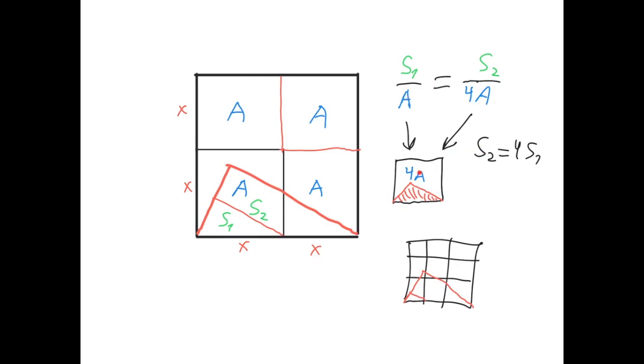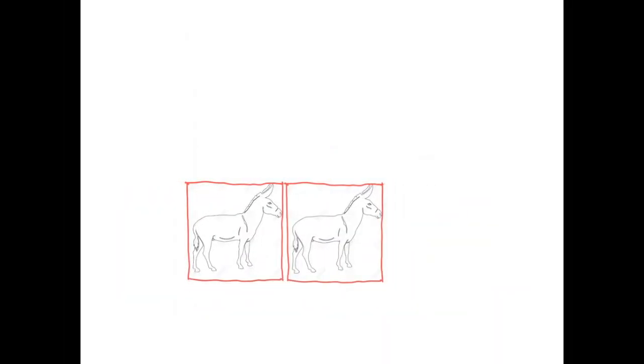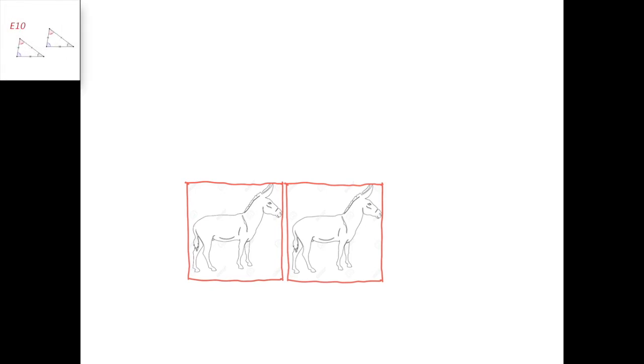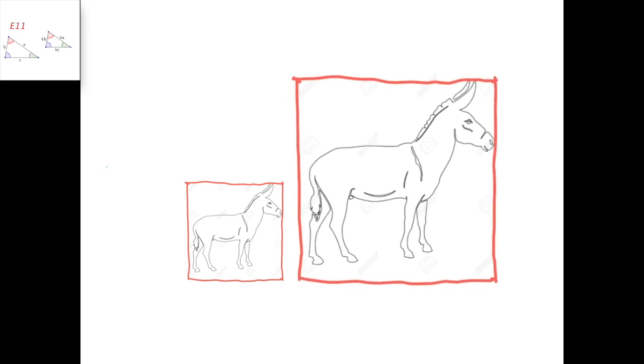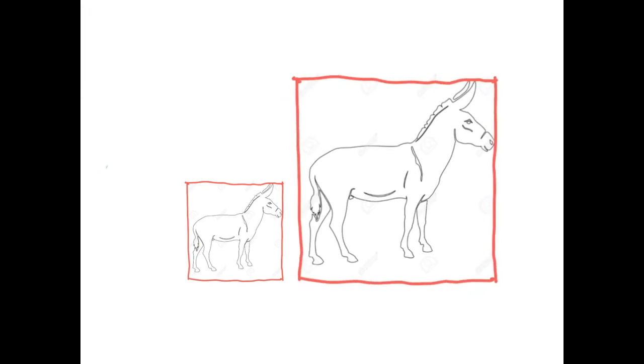And so we get the same thing as here, but instead of 4, we get 9, which is 3 squared. And we can generalize this for any number k. And this argument works not only for triangles or squares, it also works for donkeys. Suppose I have two congruent donkeys, so now they have, of course, the same area. But now I'm going to scale one of the donkeys by a factor of 2, like this. Now, what's the relationship between the area of the small donkey and the area of the large donkey?